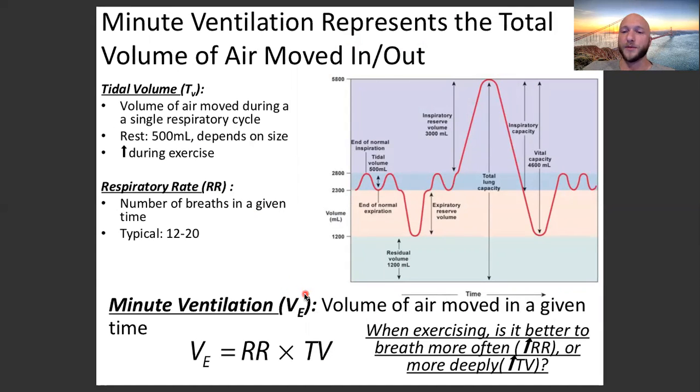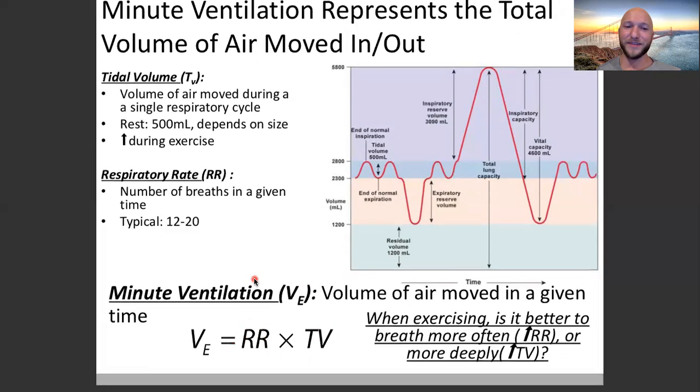I want you to do a thought experiment. When exercising, is it more efficient, is it better to breathe more often to increase respiratory rate, or to breathe more deeply to increase your minute ventilation? So you have your minute ventilation at rest. You're an athlete, you want to go exercise, and you want to ventilate your lungs as efficiently as possible. Is it better to focus on increasing your respiratory rate or increasing your tidal volume? Thought experiment. All right, let's move on.